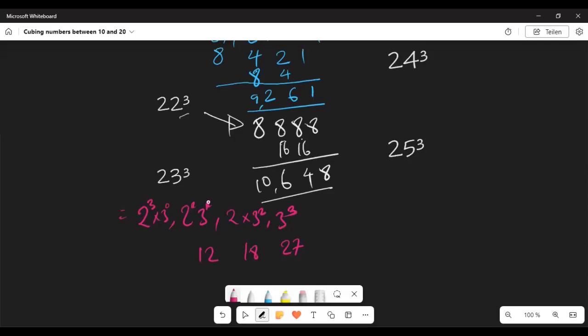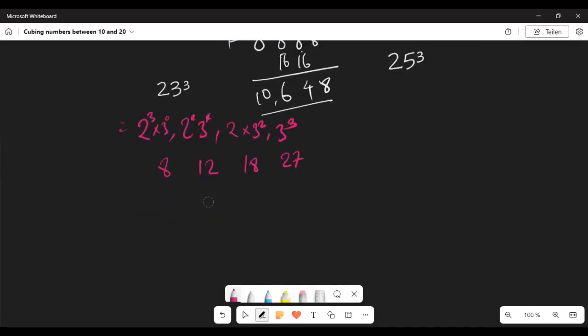And then we know what is 2 cubed, which is 8. In this case, we're going to take this number and this number multiplied by 2. So this will give us 36. 12 times 4 will give us 24. So then how do we do it?